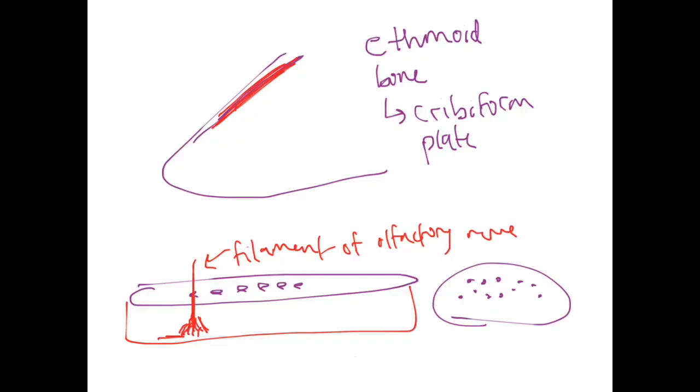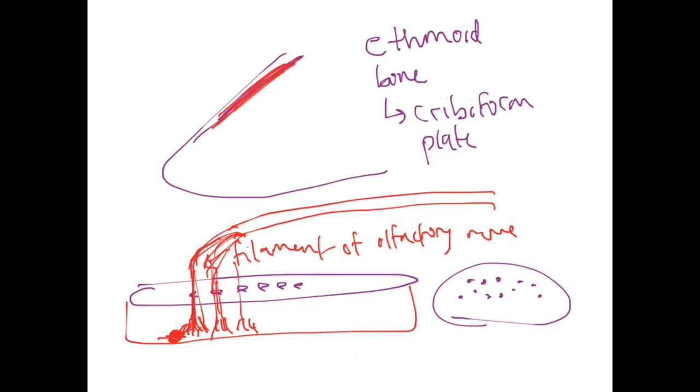Let's just say that we bind something for a smell. Who cares what it is? Let's say a campfire. That's going to send a message up these olfactory receptor cells, up through the filaments of the olfactory nerve, and there's going to be a bunch of these receptor cells, right? All with these hairs. So these are all going to meet up, and we'll talk about where that is in a second, and then they're all just going to run as our olfactory nerve up to the brain.